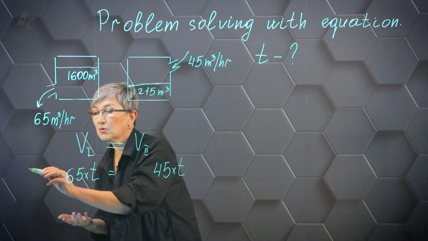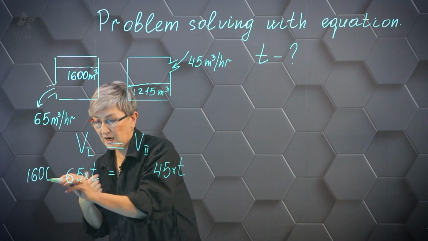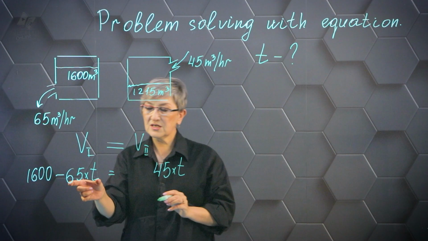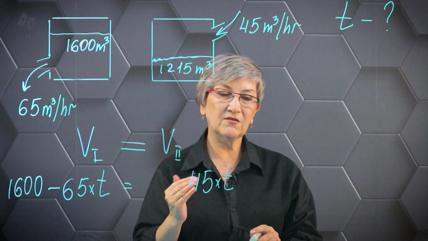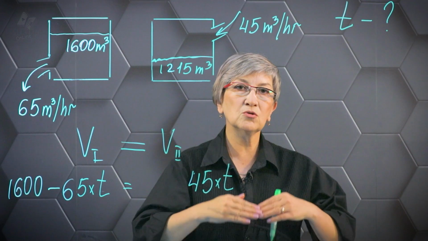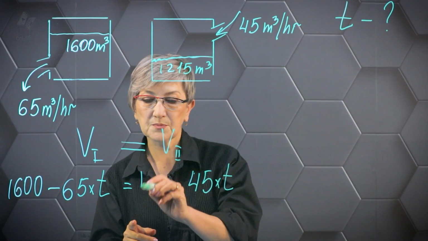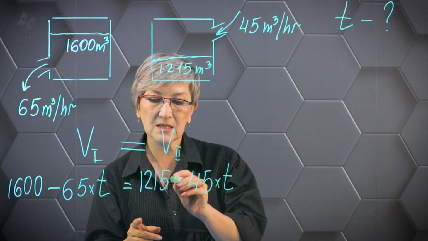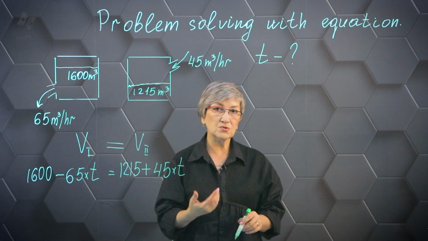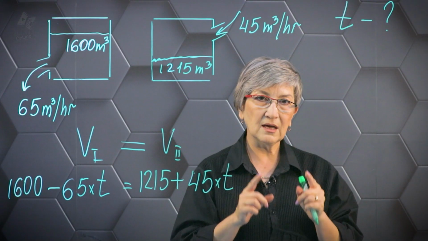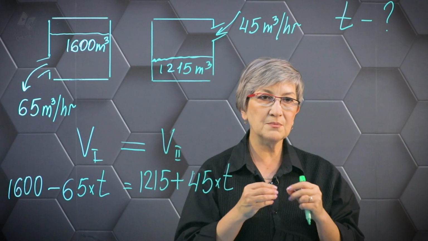So I'll write down 1,600, that's the volume, minus 65 times t, that's also a volume. The second pool has more water coming in, so I'll write 1,215 plus 45 times t. The result is that we have an equation. When you get an equation, you need to be sure to check.